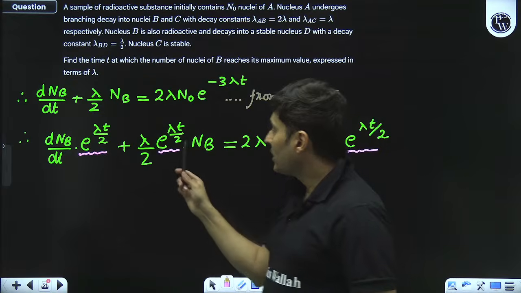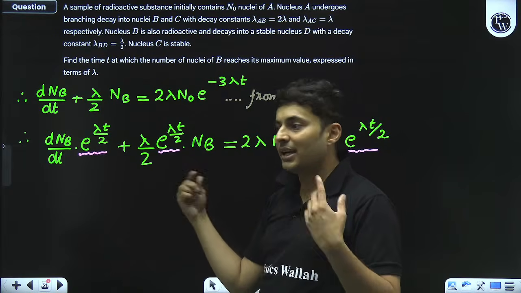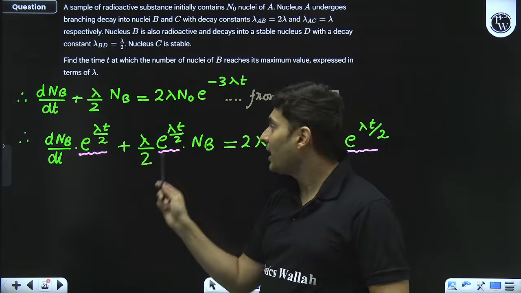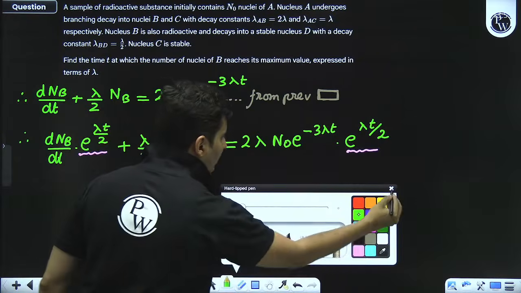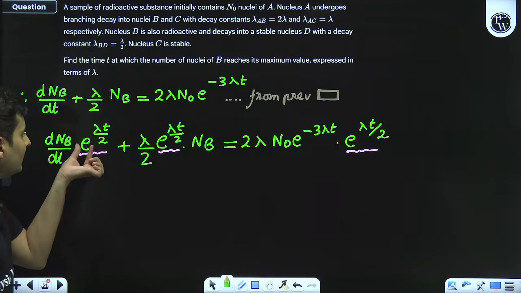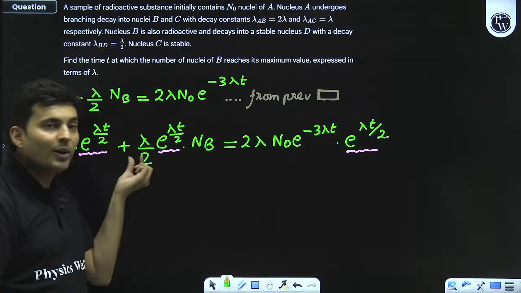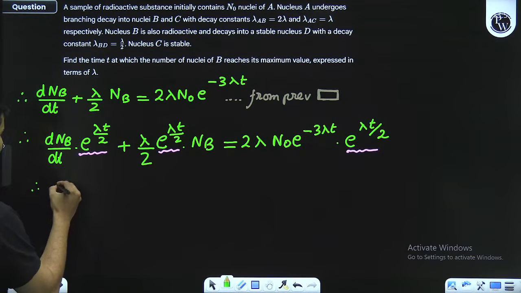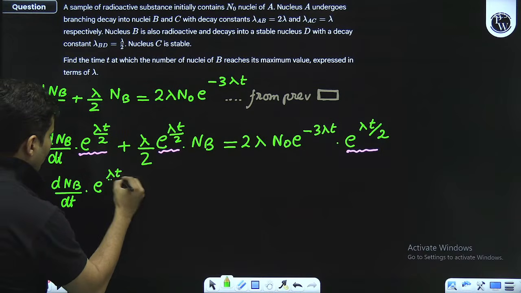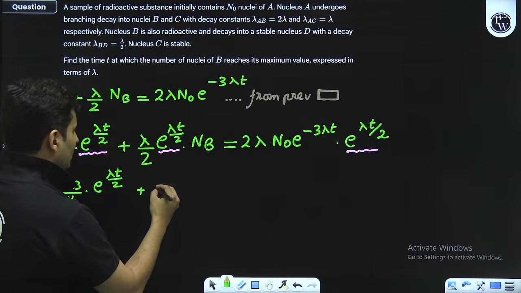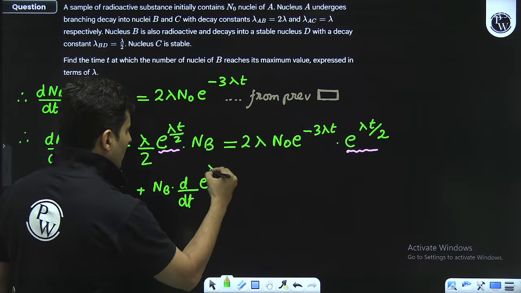Why I did that is because I know when I take this guy's derivative, e raised to x's derivative is e raised to x, but e raised to ax's derivative is e raised to ax into a. So that is the reason why I did it. Now, the moment I write it like this, observe the magic which happens. This is the first function into the second function's derivative plus the second function into the first function's derivative, guys. Notice, this is nothing but dnb by dt into e raised to lambda t by 2 plus this is just nb into the derivative of e raised to lambda t by 2.